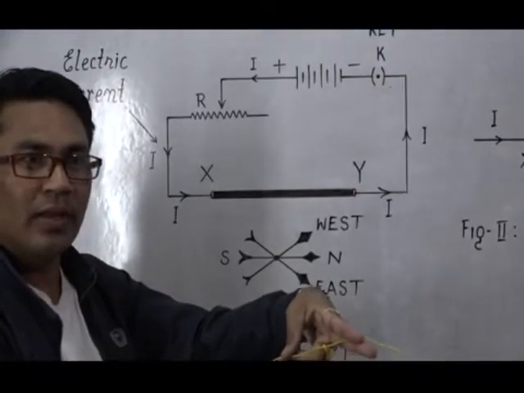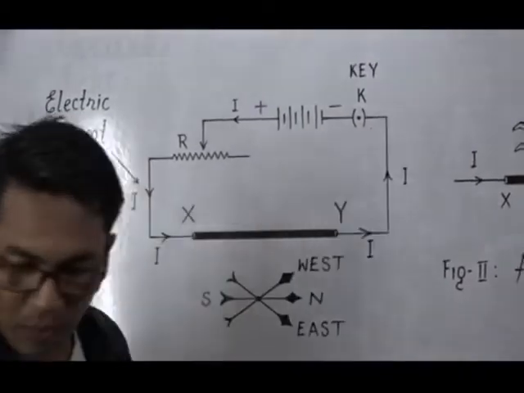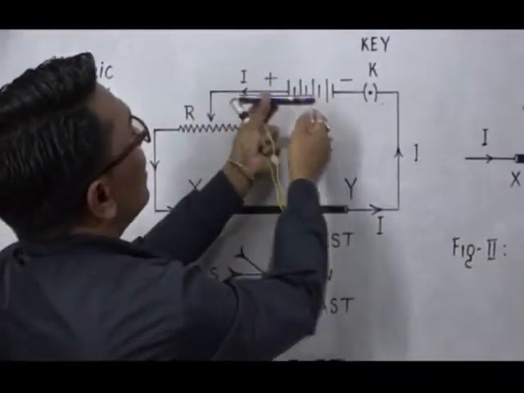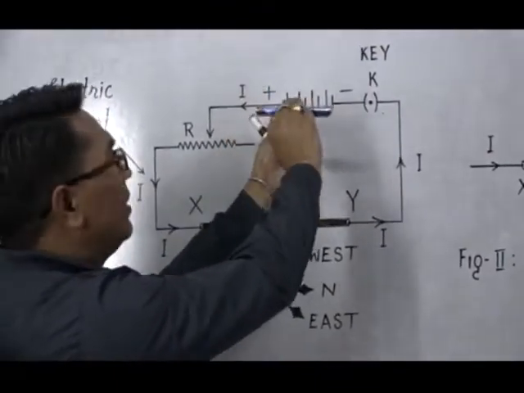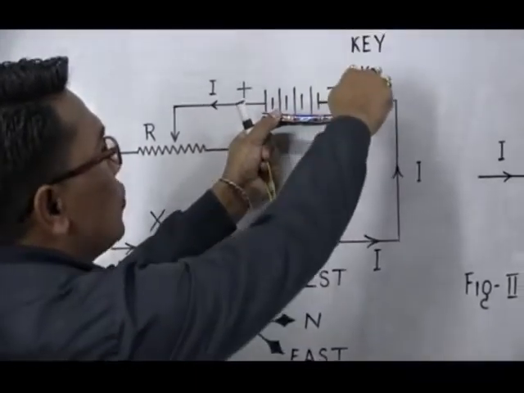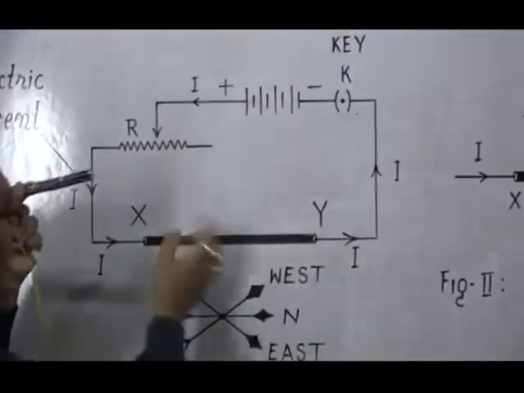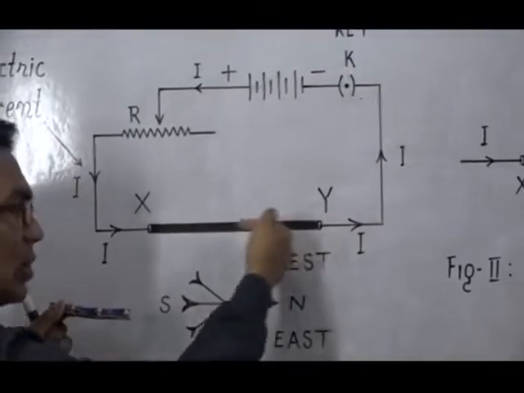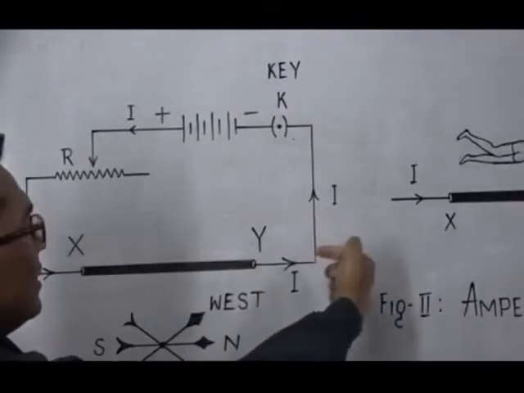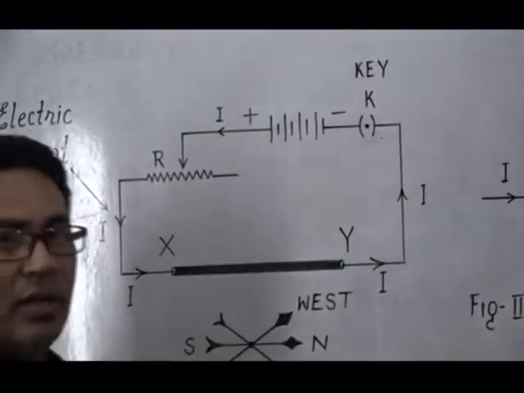Then next, the battery plus and minus. In this case, switch on the electric current I. The current flows through the conductor X Y, from Y to X in one case, and from south to north in the other case.